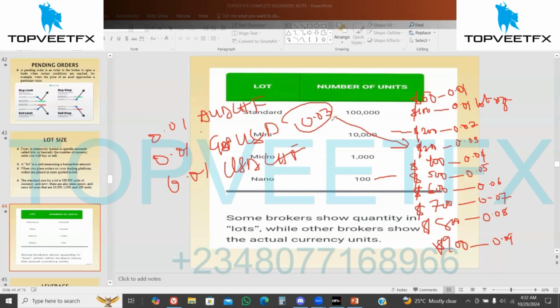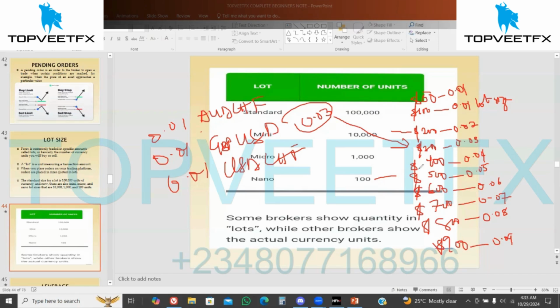Using a lot size that is more than your equity balance is the beginning of you exposing your capital to risk, to loss. So your risk reward management starts from your equity, how you manage your equity. We are still going to be talking about leverage, but let's talk about lot size first.